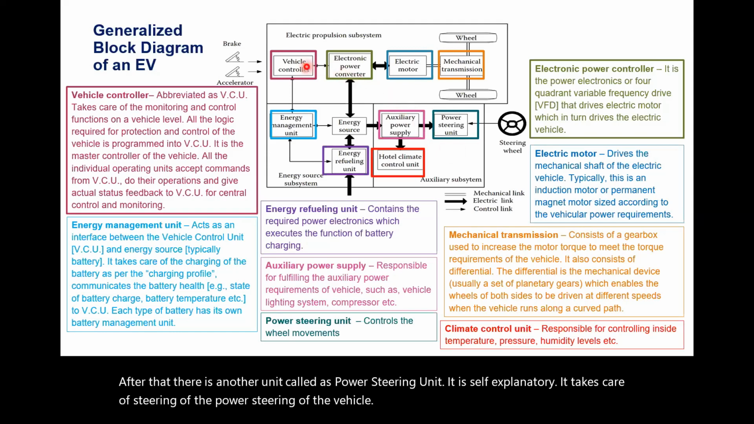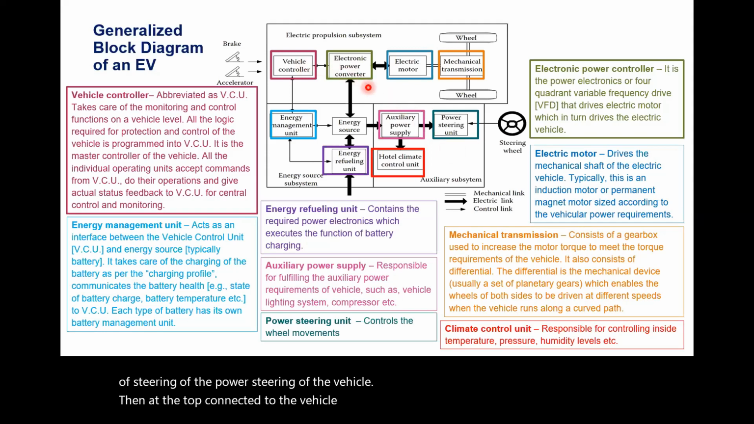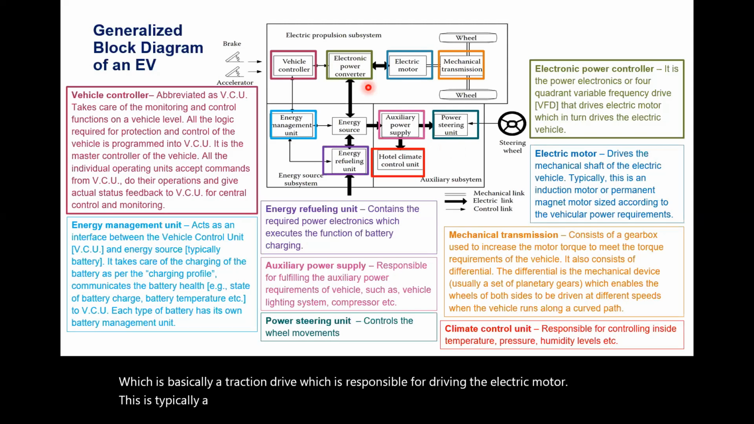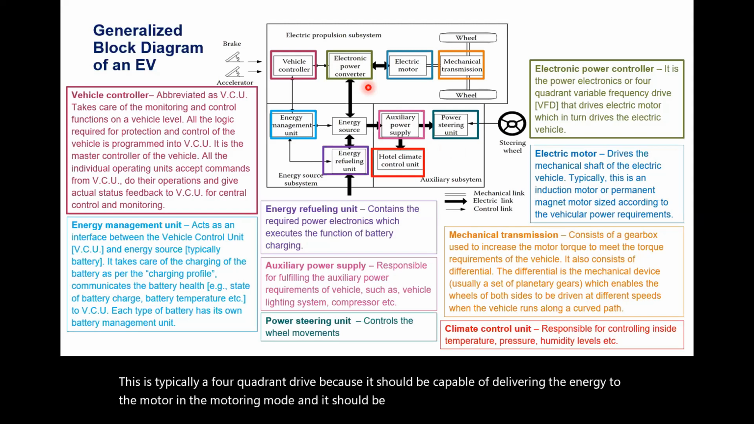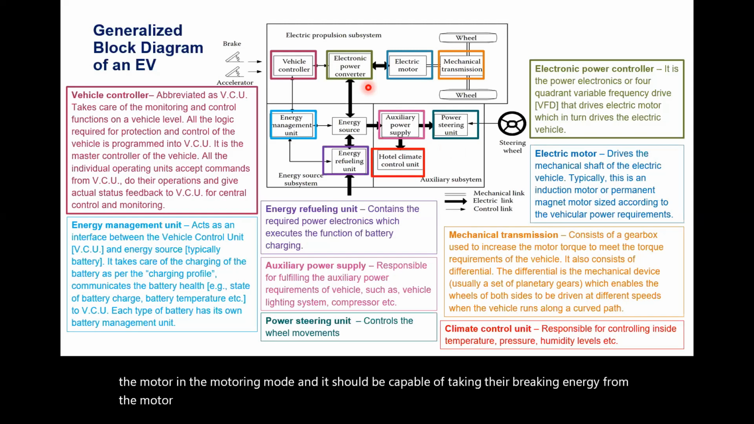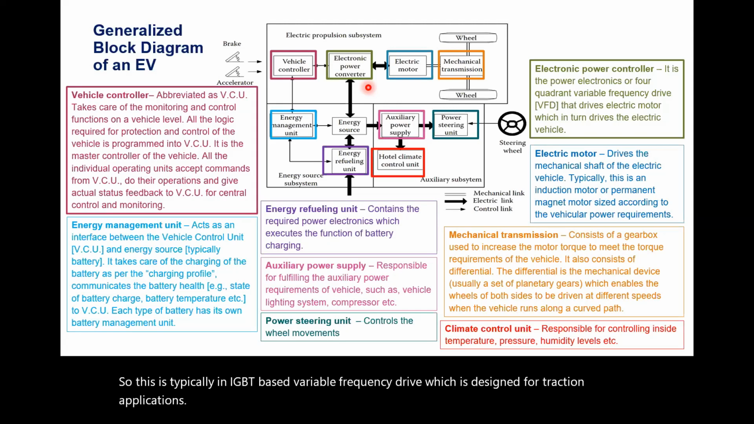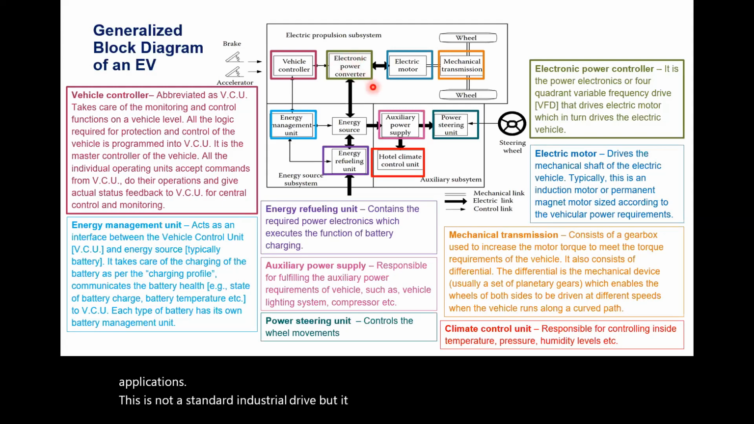Then at the top, connected to the vehicle controller, there is a device called the electronic power converter, which is basically a traction drive, responsible for driving the electric motor. This is typically a four-quadrant drive because it should be capable of delivering energy to the motor in the motoring mode, and it should be capable of taking the braking energy from the motor and putting it onto the battery during regenerative braking. So this is typically an IGBT-based variable frequency drive, designed for traction applications. This is not a standard industrial drive, but a traction drive designed for vehicle applications.